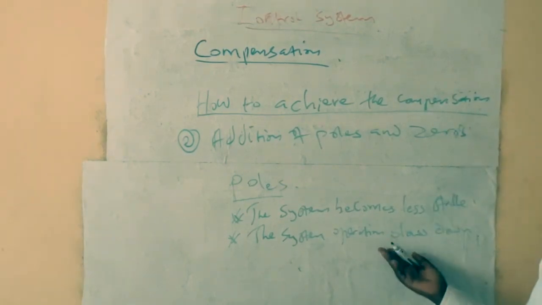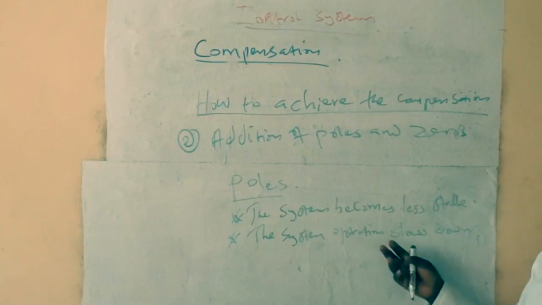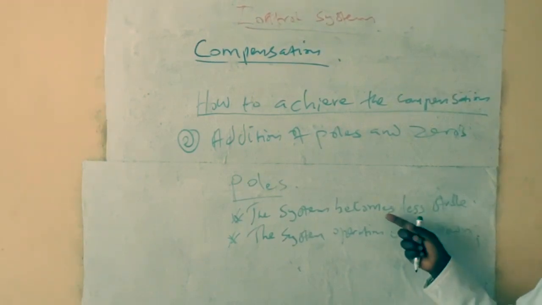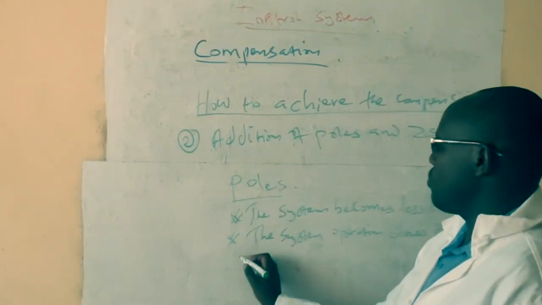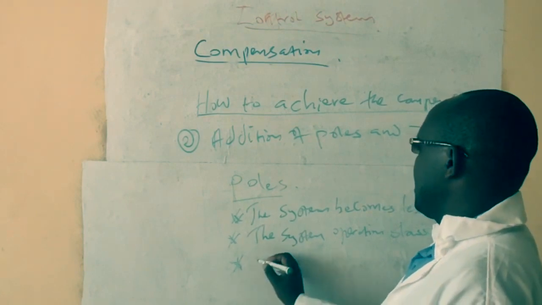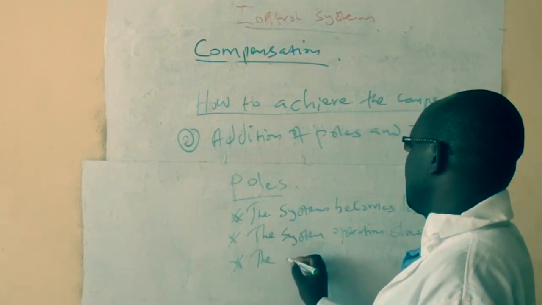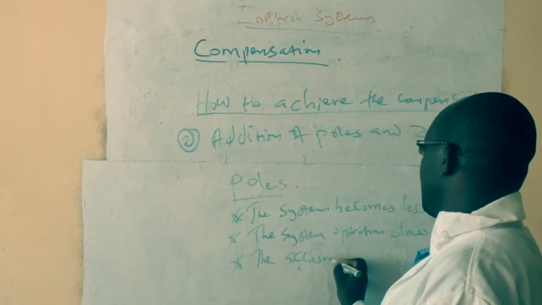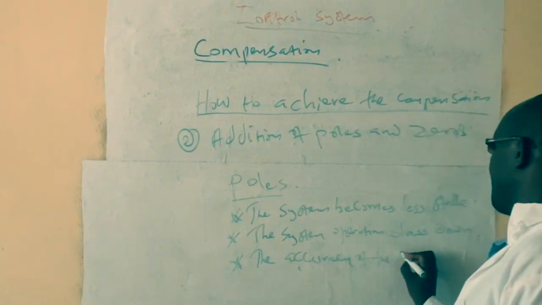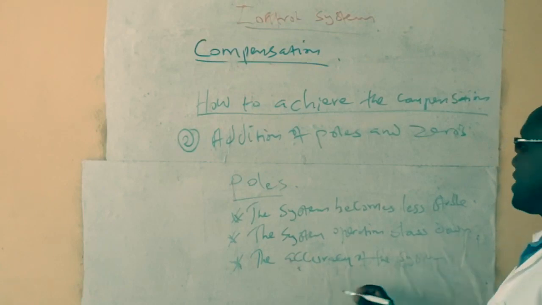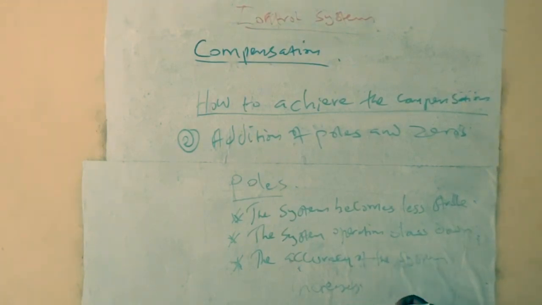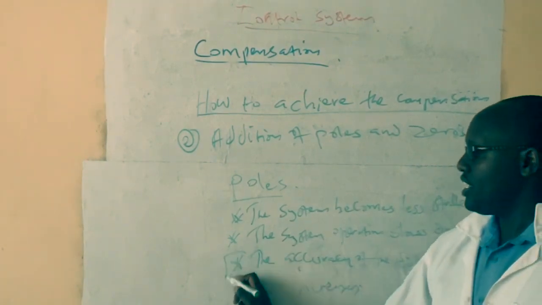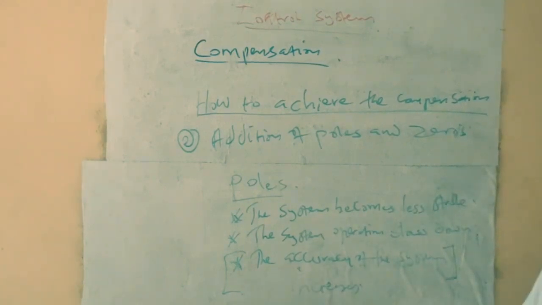We don't want a system which is operating slow, or a system that has less stability. We don't want such. But this one has a good thing: the accuracy of the system increases. So that is a very important item from the balls. When you introduce the ball to the system, the accuracy of the system increases.